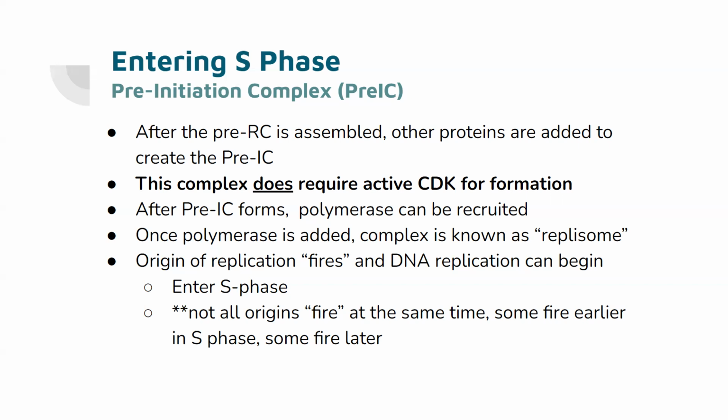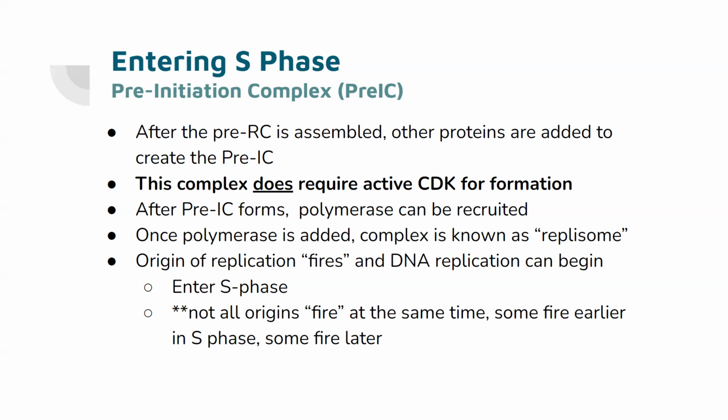This complex requires active CDK for formation. I'm not going to go 100% over the complexes that you need to know; the drawing is a little bit complicated. But you do need to know that the MCM complex, also known as helicase, is the center of it. After the pre-IC forms, the polymerase can be recruited. Once the polymerase is added, the complex is known as a replisome. Like I mentioned beforehand, there could be multiple replisomes along the DNA.